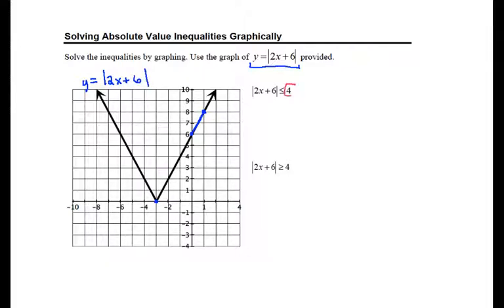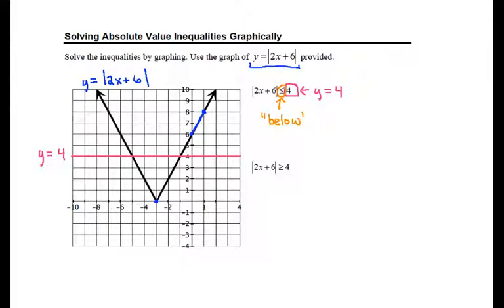To solve this first inequality, I need to also graph y equals 4, which is a horizontal line. We'll go ahead and draw this in right here at 4 and label it. Now I need to look at my inequality symbol and interpret that as above or below. This is a less than or equal to, so for above or below, I'm only concerned about the less than part of that. I'm going to think of that as below.